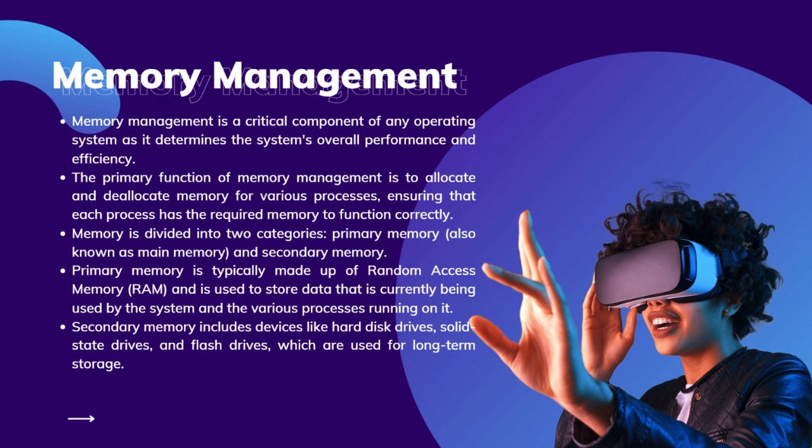Memory is divided into two categories, which is primary memory, also known as main memory, and secondary memory. Primary memory is typically made up of random access memory, and is used to store data that is currently being used by the system and the various processes running on it. Secondary memory, on the other hand, includes devices like hard disk drives, solid state drives, and flash drives, which are used for long-term storage.